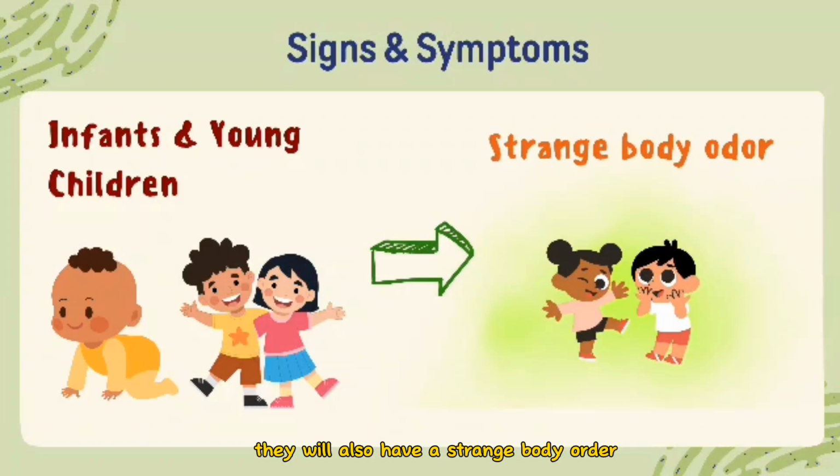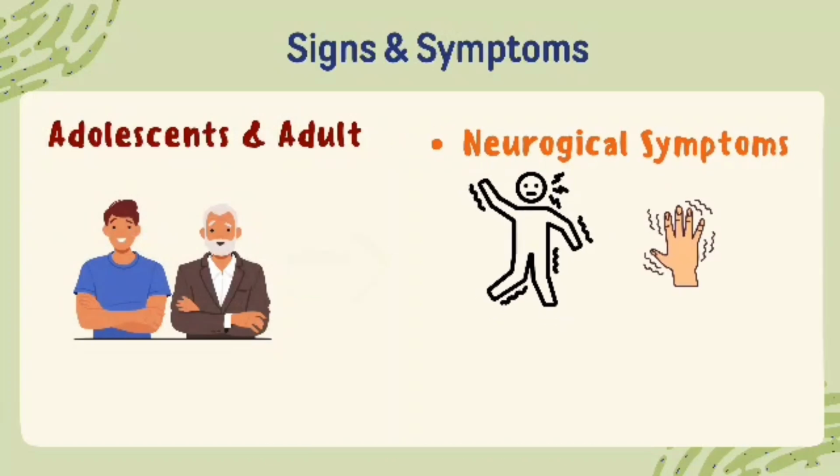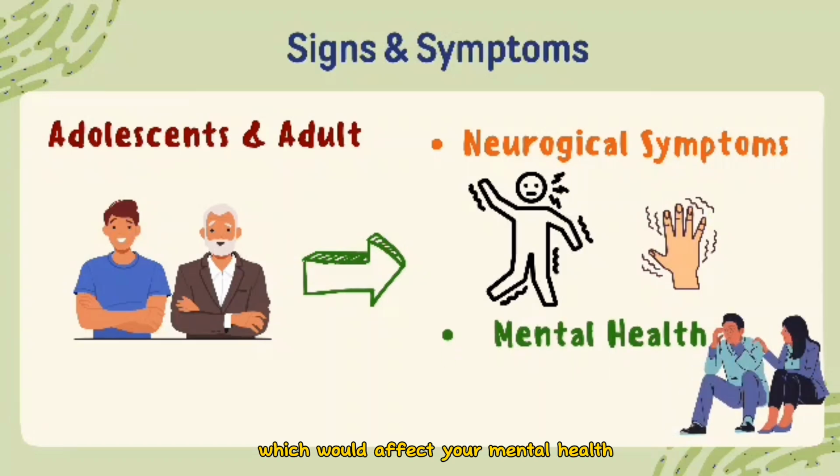They will also have a strange body odor due to the phenylacetic acid in their sweat and urine. As for adolescents and adults, they will have neurological symptoms such as seizures and tremors, which would affect their mental health and cause them to fall into depression.